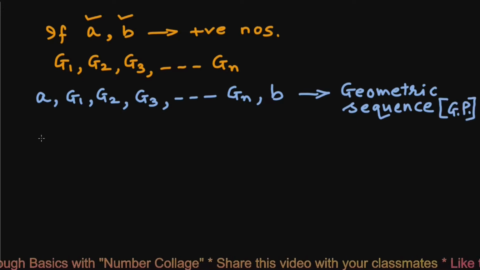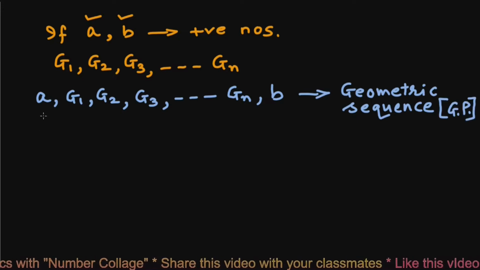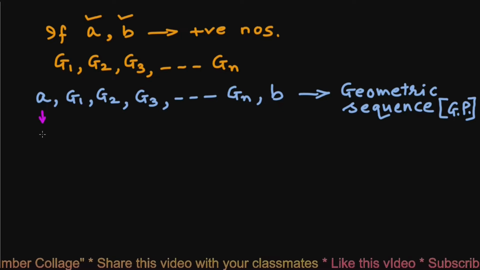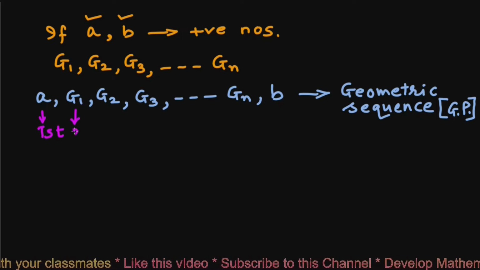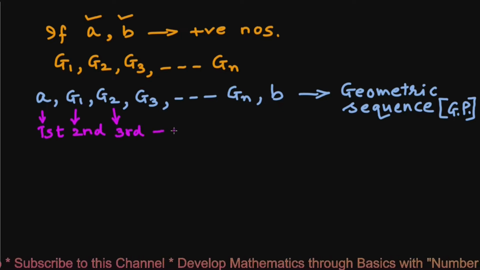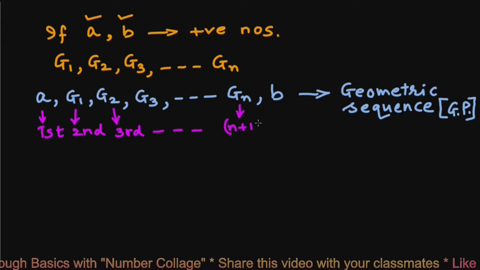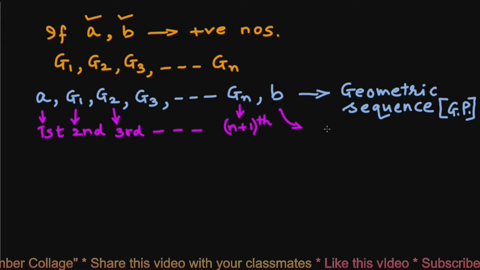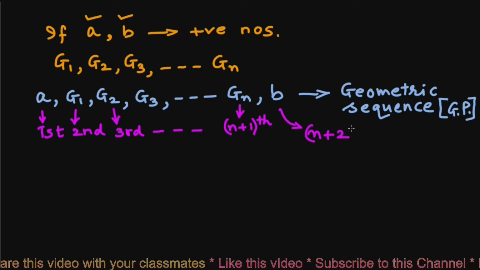a GP. Now if we start counting from this a, this will be the first term, this will be second, this will be third, and so on. This will be the n plus 1th term, and finally b will be the n plus 2th term.